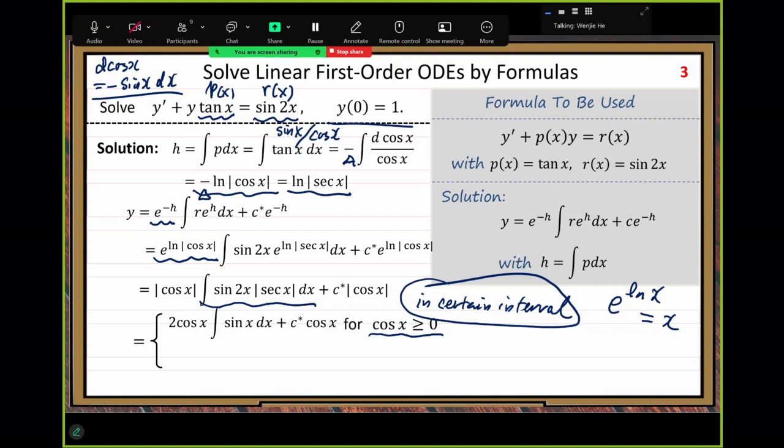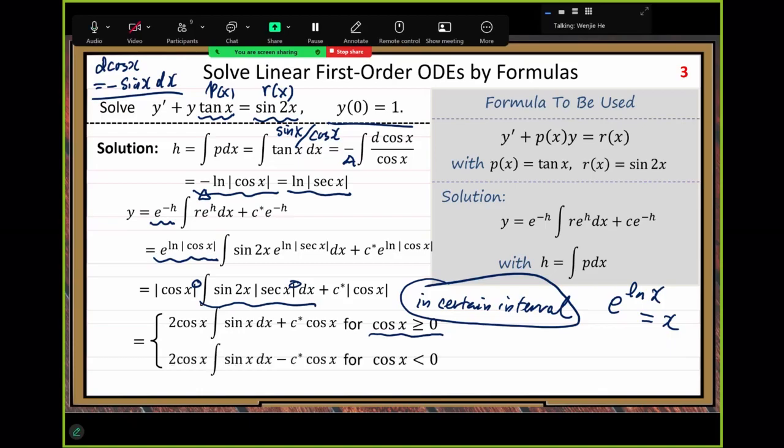Some of you may worry about the first term. Because cosine is positive, you can remove the absolute value sign directly. After simplification, you get that expression.